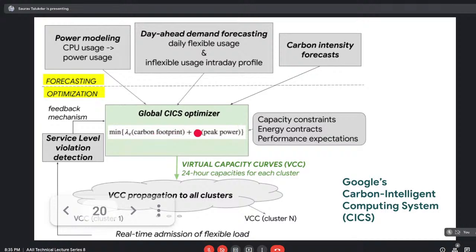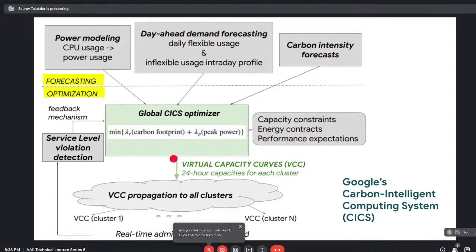And the reason it's called the global carbon intelligent computing system optimizer is because this minimization objective is across all the 100 data centers, let's say, we have. So we would solve this optimization problem a day ahead. Based on the output of this optimization, we calculate what we're calling virtual capacity curves. What that essentially means is what's the resources or the capacity for each cluster Borg should be seeing, depending on the carbon intensity of that location for the next day.